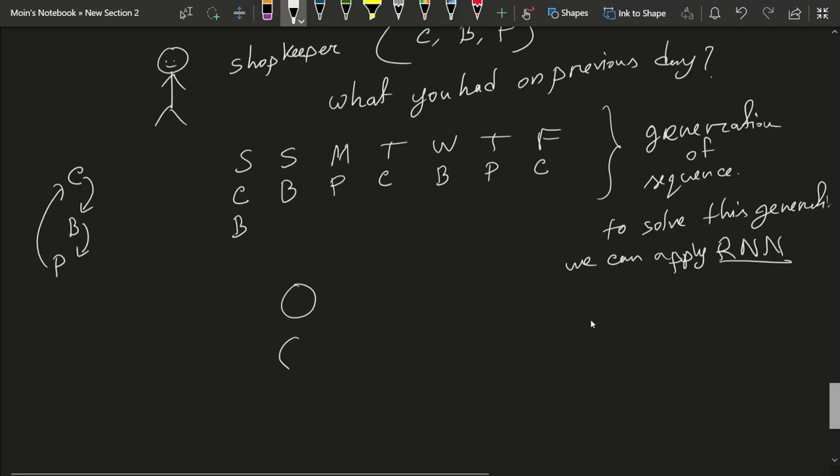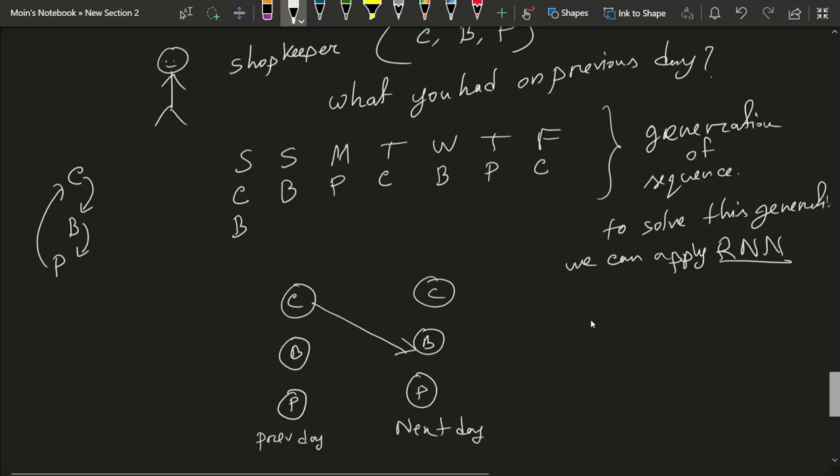Let's assume chicken, burger, pizza. We had chicken, burger, pizza on the previous day, and the next day we have chicken, burger, pizza again, right? The shopkeeper asks what you had on the previous day, and after being answered chicken, he will try to give you a burger. If it is a burger, he will give you a pizza. And if it's a pizza, he will give you chicken.